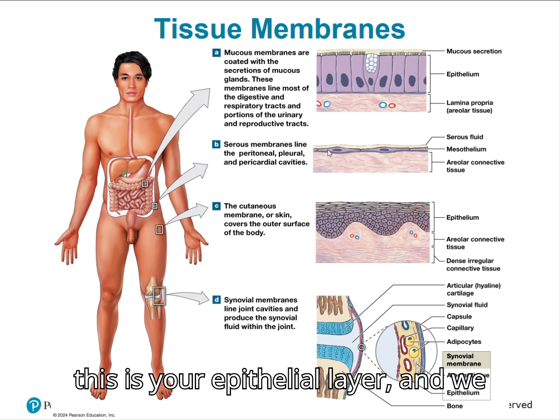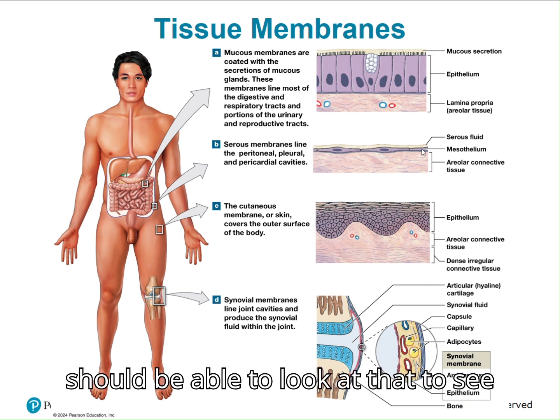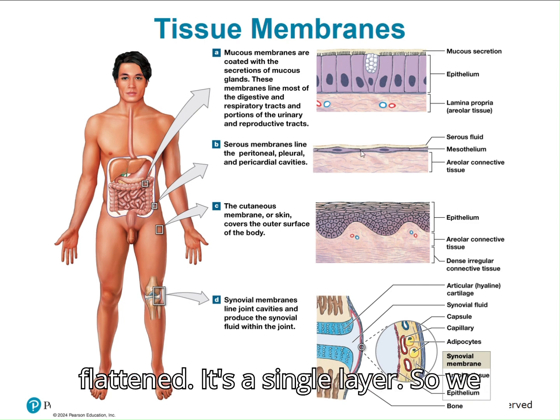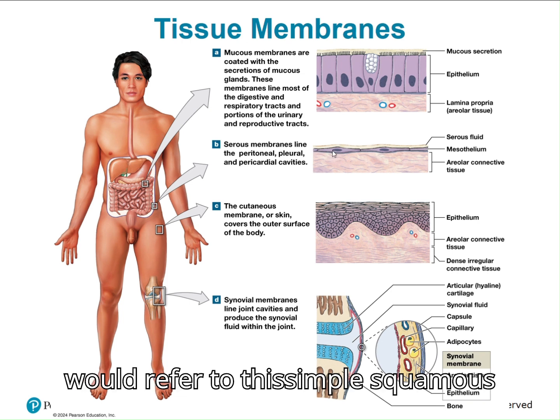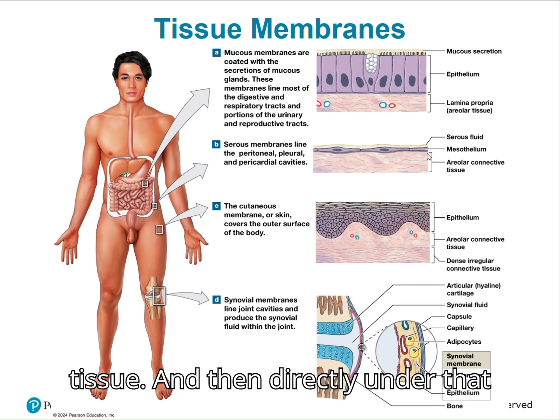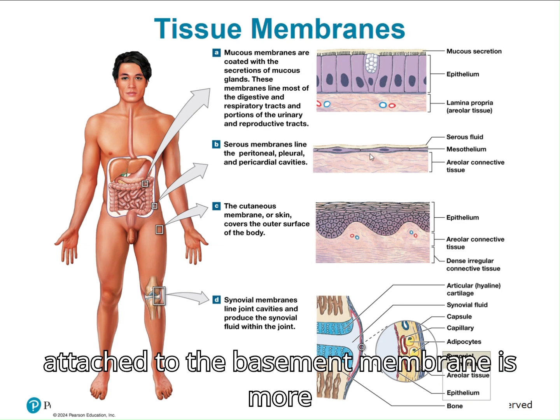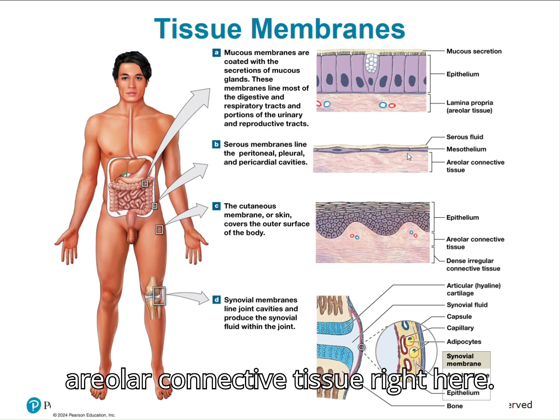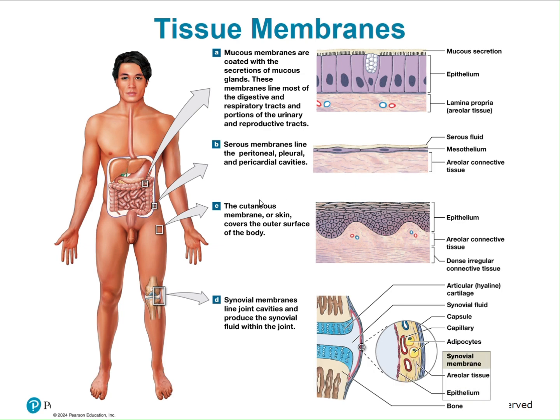So this is your epithelial layer, and we should be able to look at that to see what kind of cells they are. They are flattened. It's a single layer. So we would refer to this as simple squamous tissue. And then directly under that, attached to the basement membrane, is more areolar connective tissue right here.